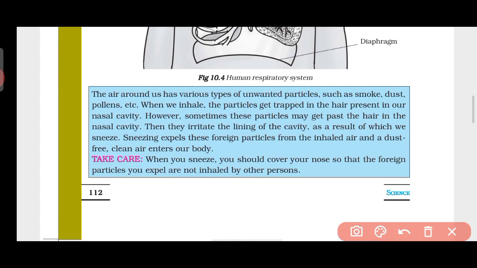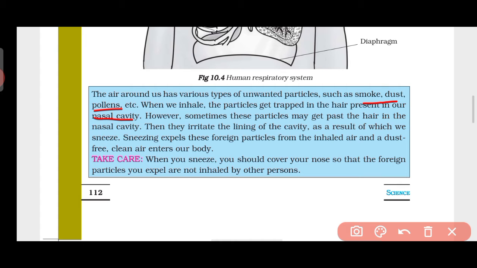So what happens? Let us see here. The particles such as smoke, dust, pollen, these are all particles and we don't want to inhale them. So in the nasal cavity there are small hairs. Look here in the picture, you can see small hairs are there, and even there is one sticky liquid called mucus. Their role is to stop this kind of solid particles from reaching the lungs. We don't want them to go inside.